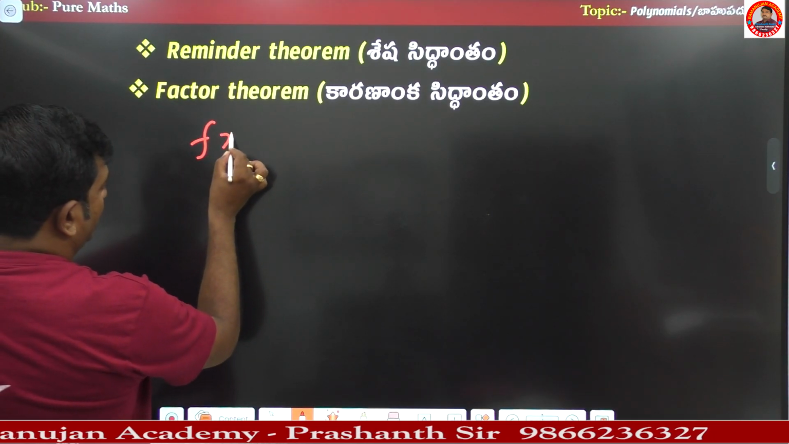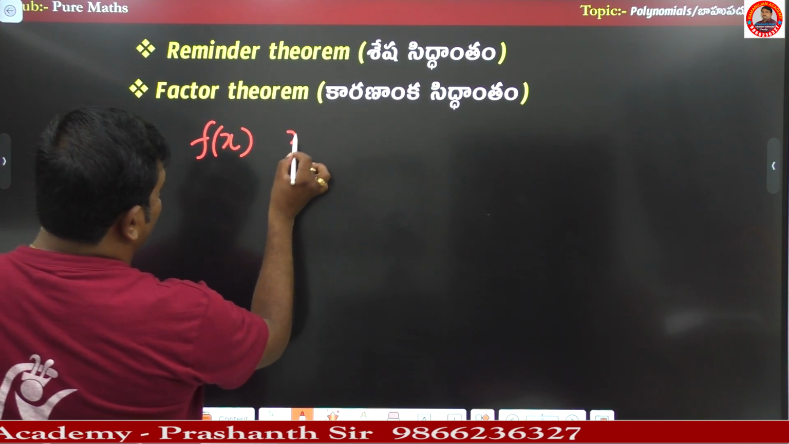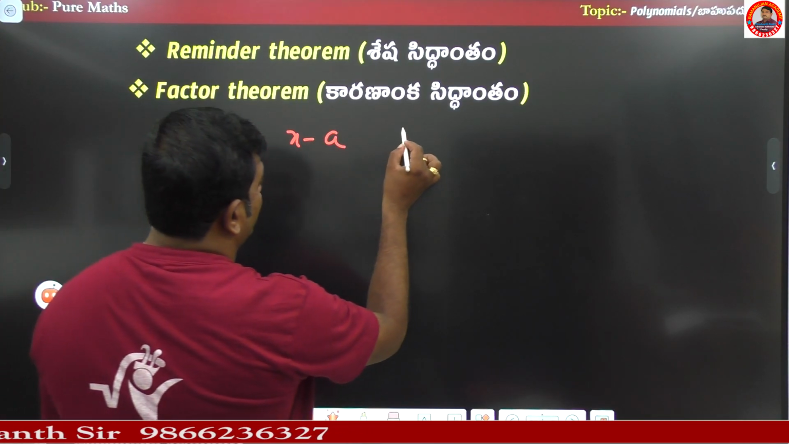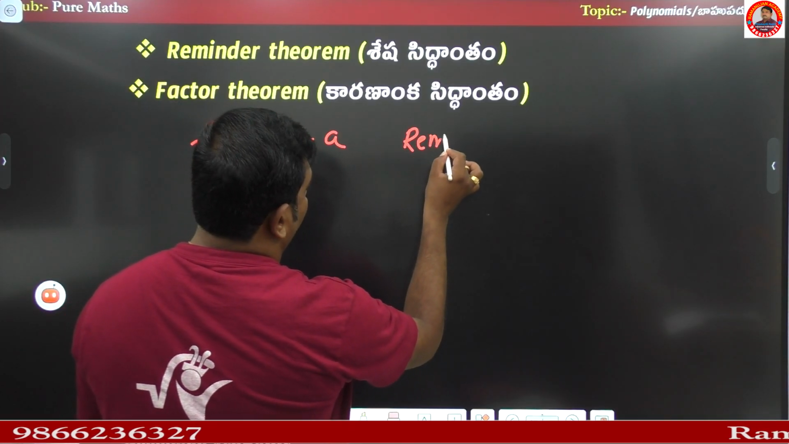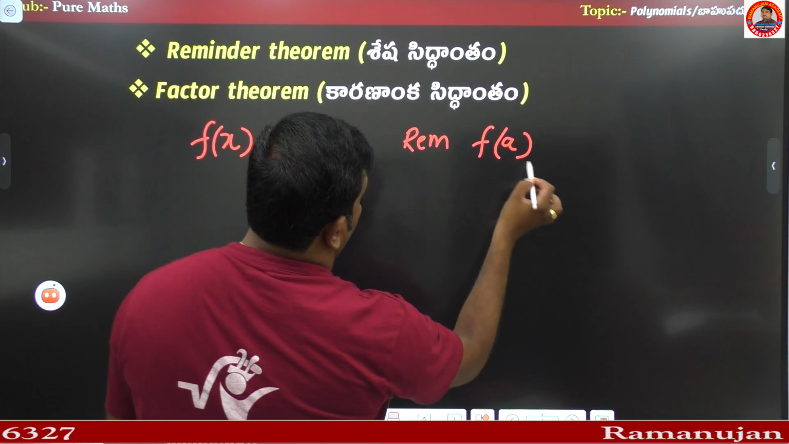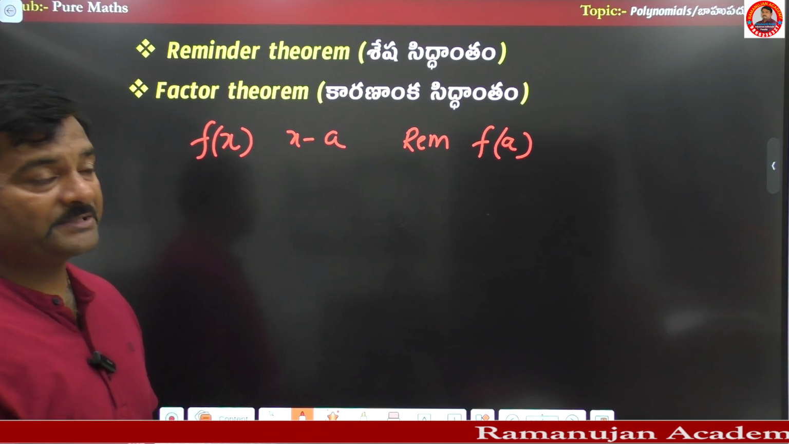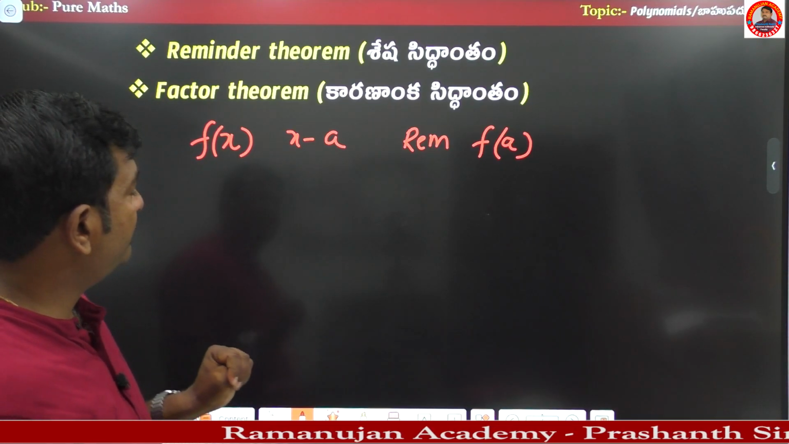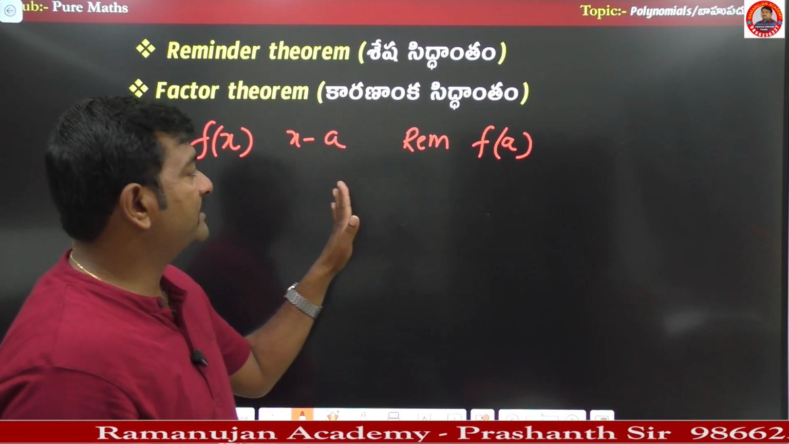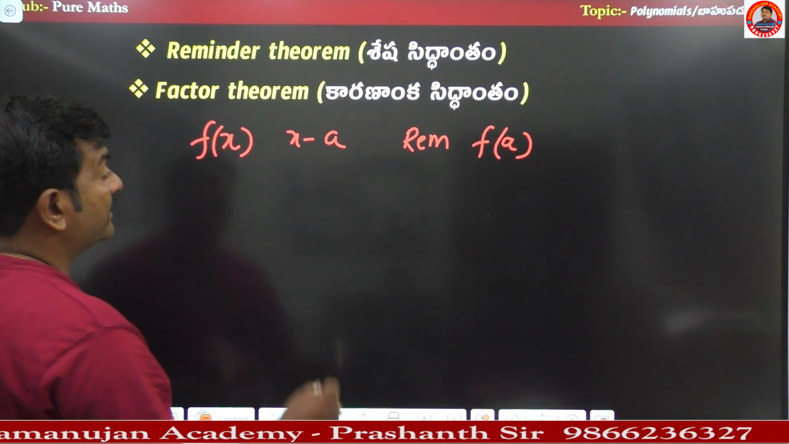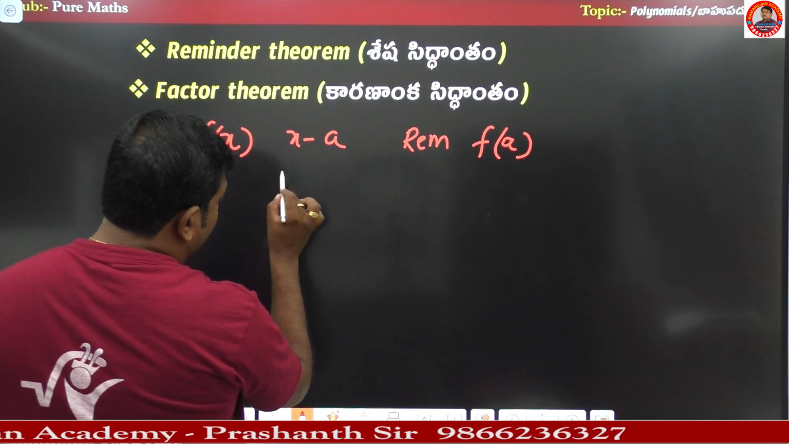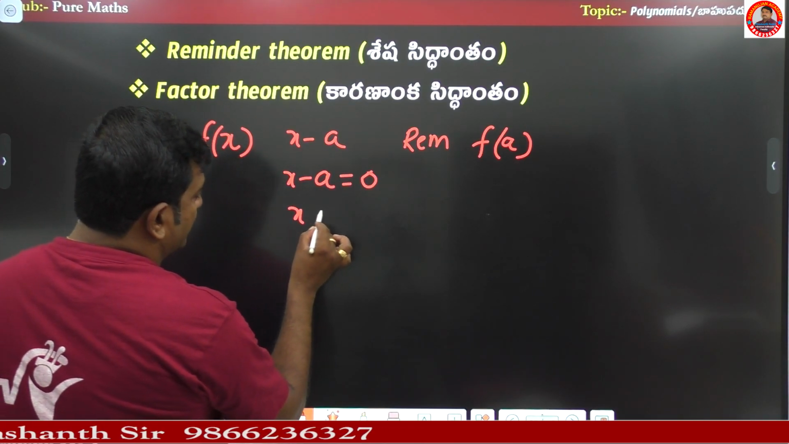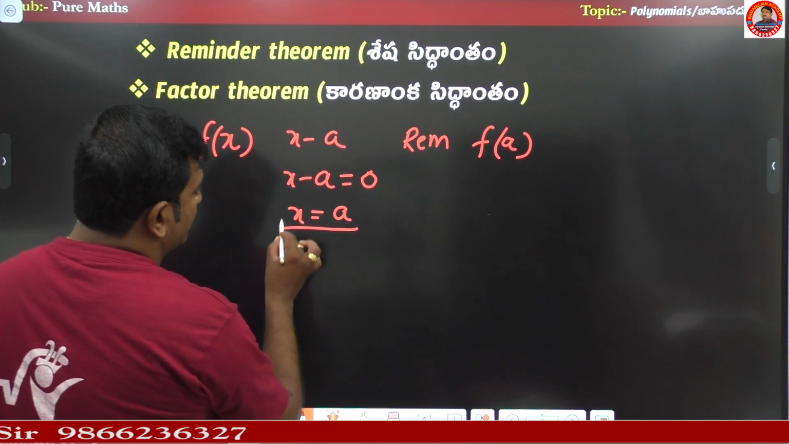If f of x polynomial is divided by x minus a, then its remainder is f of a. That is the remainder theorem. I repeat once again: if f of x polynomial is divided by x minus a, what is the remainder? f of a. How do you get f of a? Wherever x minus a is there, take x minus a equal to 0, which means x is equal to a.